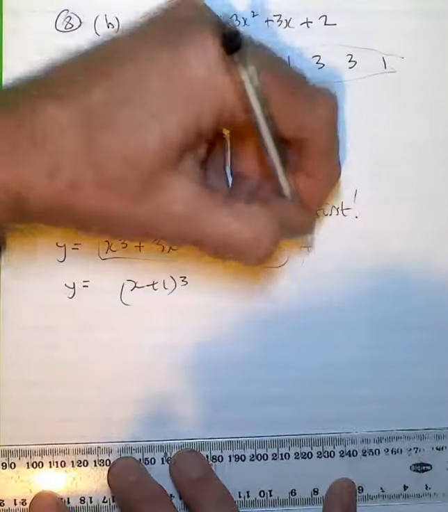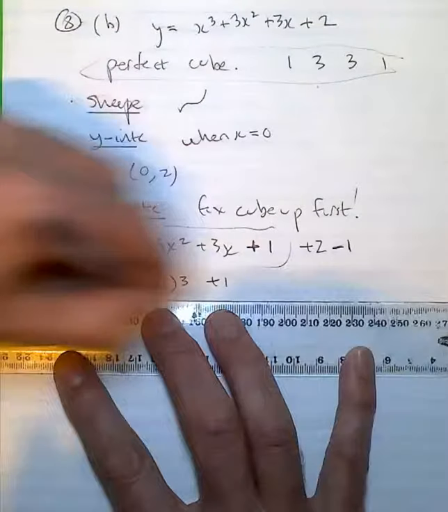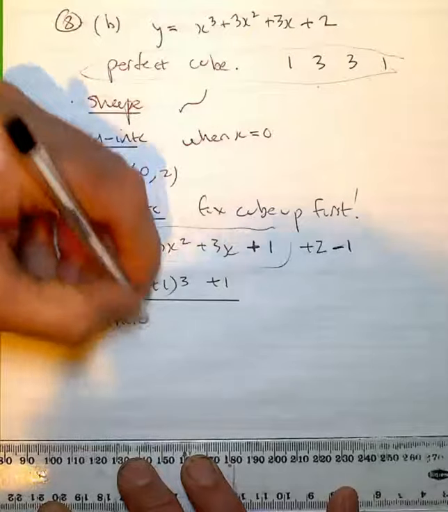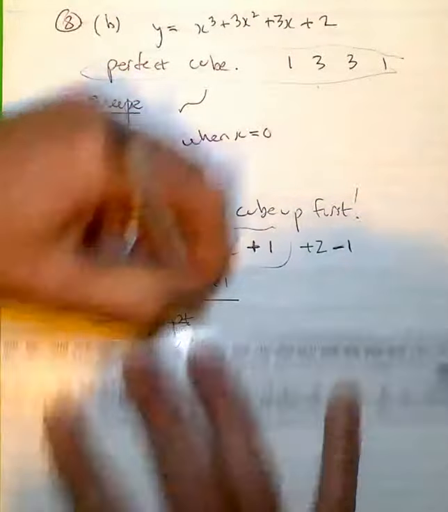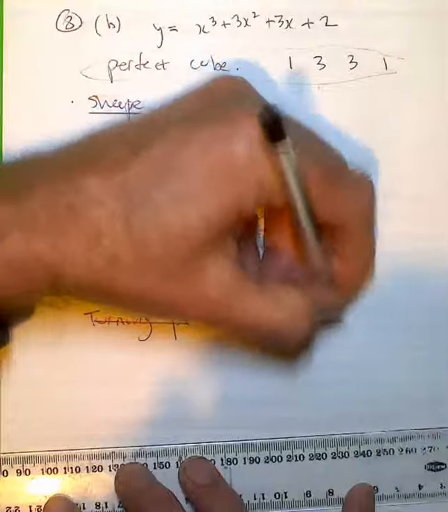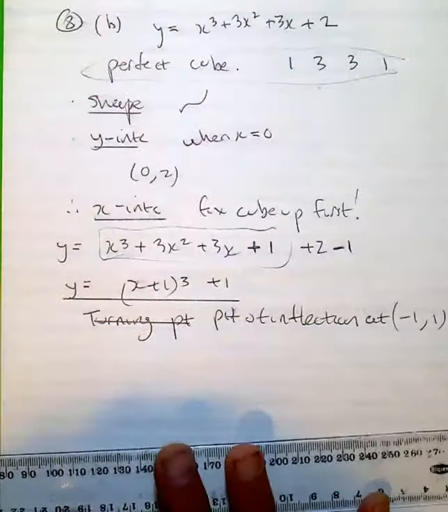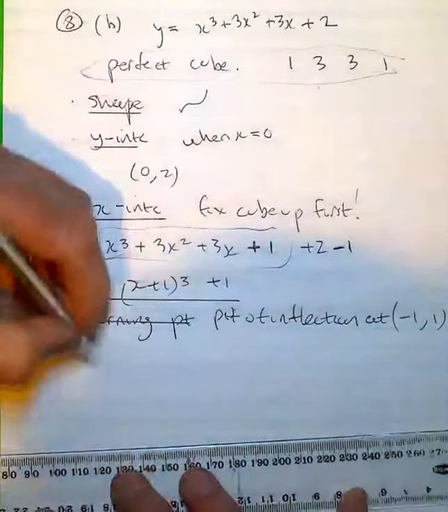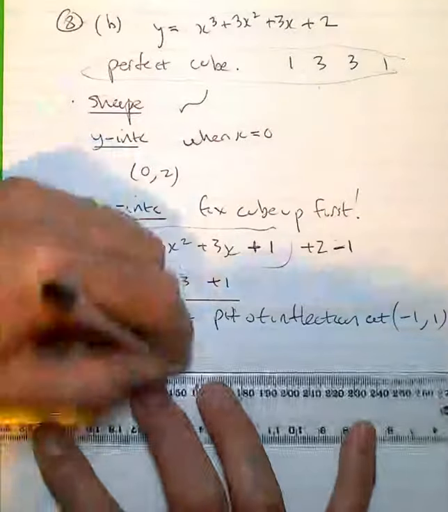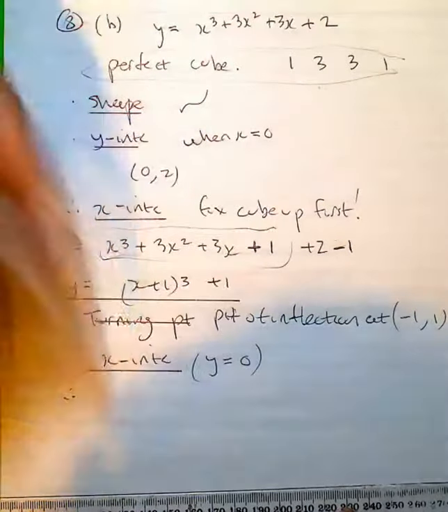Now if I've added 1 plus 2, take the 1 I've put in there, plus 1, and that is in the turning point format of point of inflection at negative 1, 1. I can then go ahead and find the x-intercept now, when y is equal to 0.